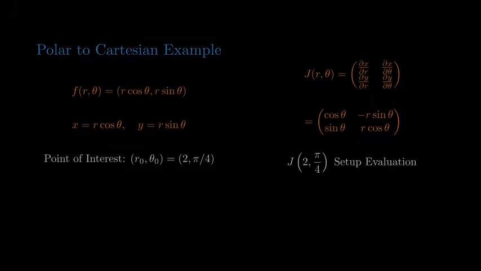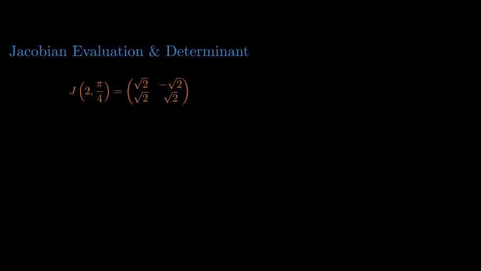Similarly, the entries in the second row evaluate to the square root of 2 over 2 multiplied by 2, which is the square root of 2, and r times the cosine of theta evaluates to 2 times the square root of 2 over 2, which is the square root of 2. To check if the inverse function theorem applies, we compute the determinant of this evaluated Jacobian matrix, which is the product of the main diagonal entries minus the product of the off-diagonal entries.